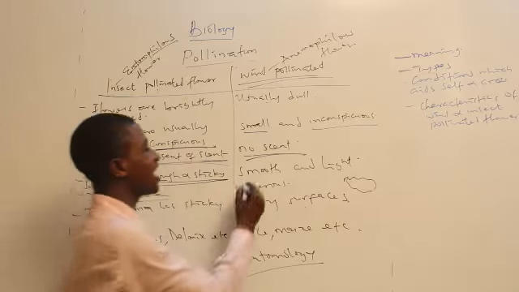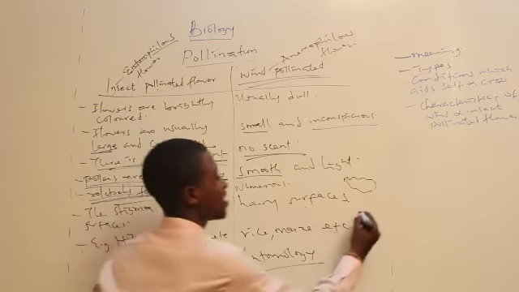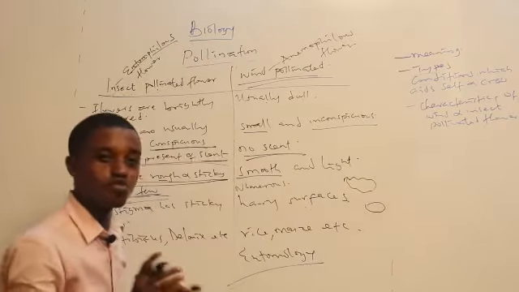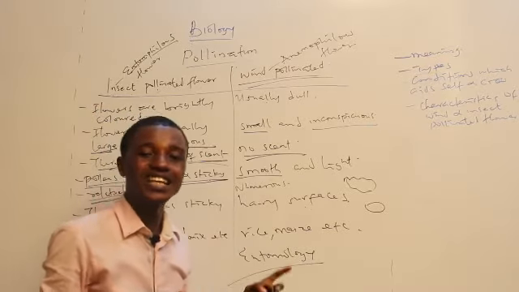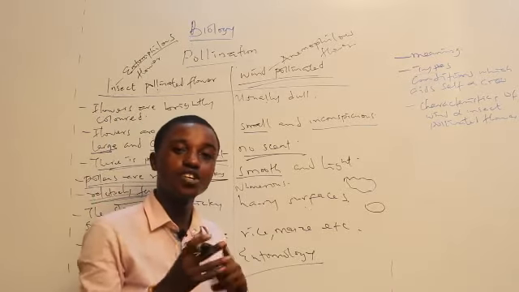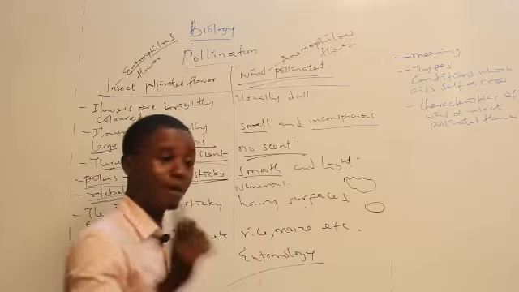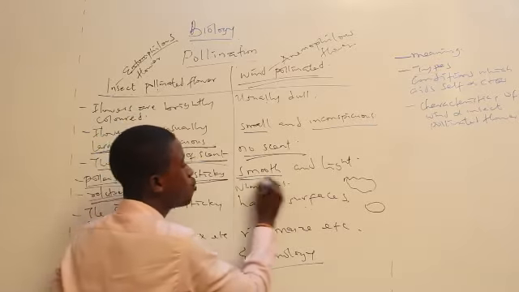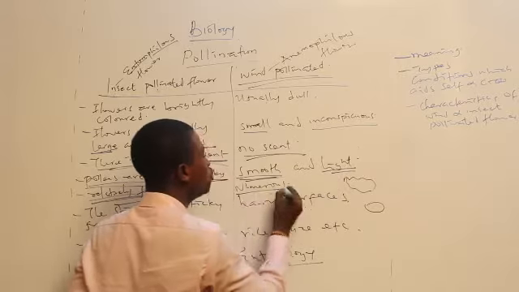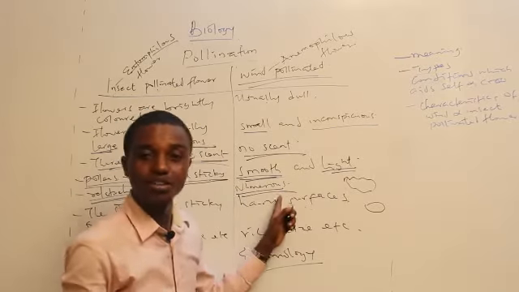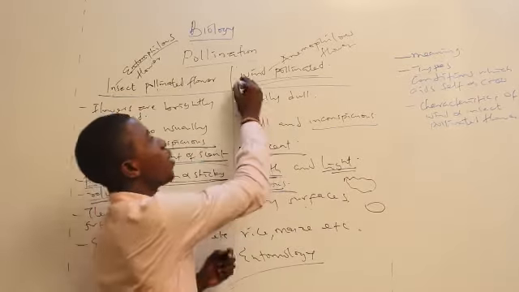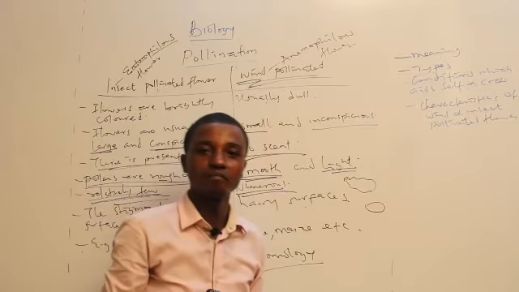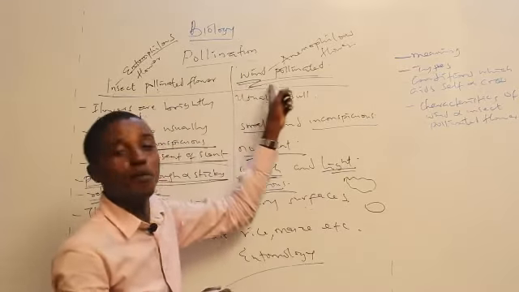While for wind pollinated flowers, the surfaces are smooth. Take note, a pollen grain is actually yellowish in nature. It's a fine yellowish structure. You probably might have seen it before. So they are smooth and light, and they are numerous. Why are they numerous? They are numerous because they are going to be pollinated by wind.